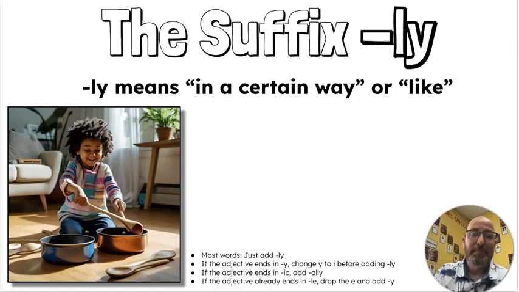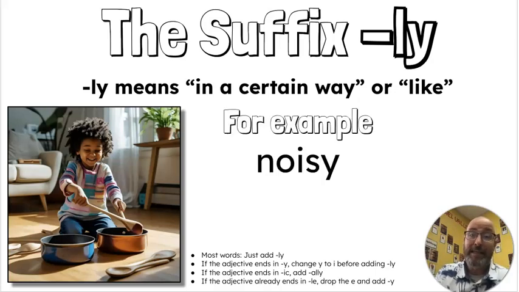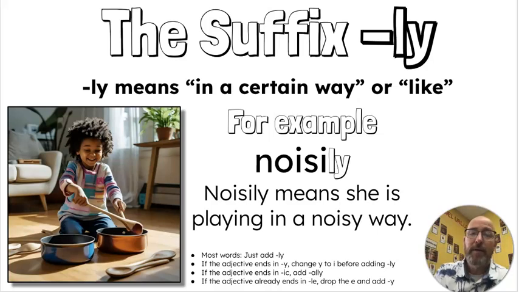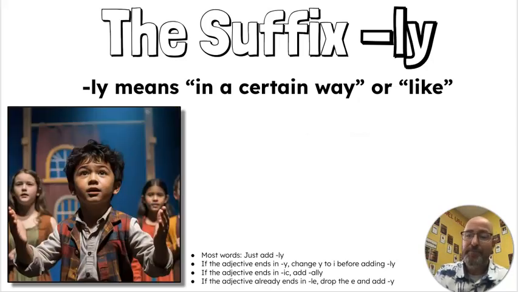I see somebody beating some pans with some wooden spoons. Do you think they're being quiet? They're not. They're being noisy. So if she's beating those in a noisy way, what would our new word be? Noisily. Now, noisy ends in Y. So we had to change that Y to I and add ly. You see that right here. Next, noisily means she is playing in a noisy way.